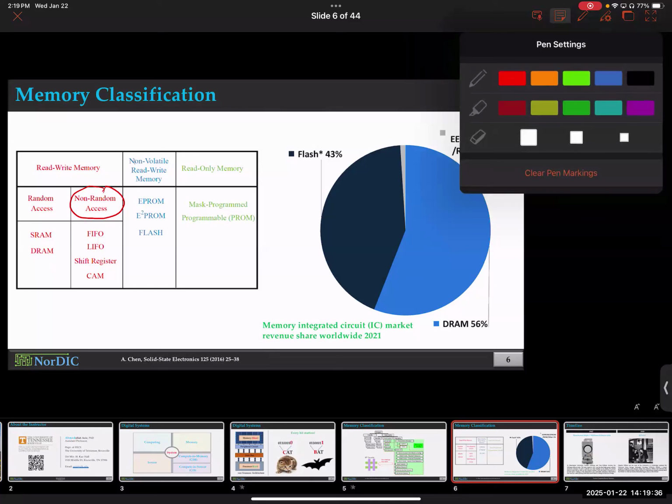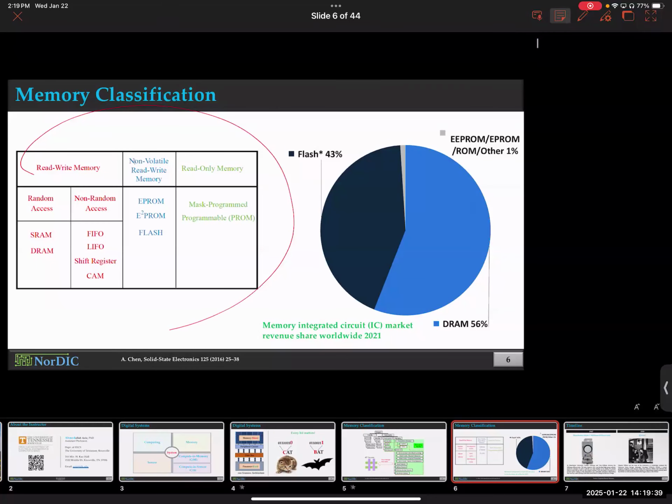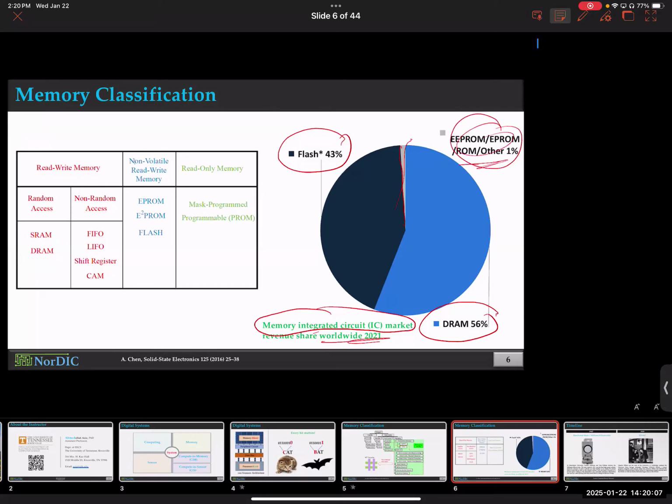Don't worry about this laundry list. I just wanted to have it there, and you obviously don't have to memorize anything. But with all of that, I want to show you the memory IC market in 2021. I could only manage to get the data for 2021. Notice flash memory and DRAM take up, I don't know, more than 90% of the market share. That's all you should care about. The others, EPROM and so on, are just 1% of the market. So you can safely ignore them for now.